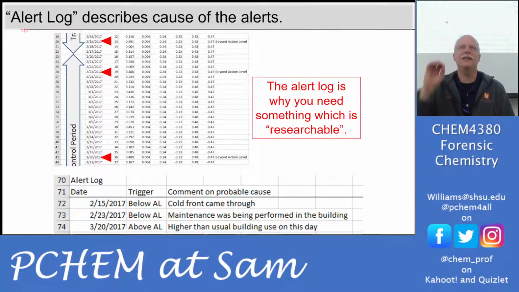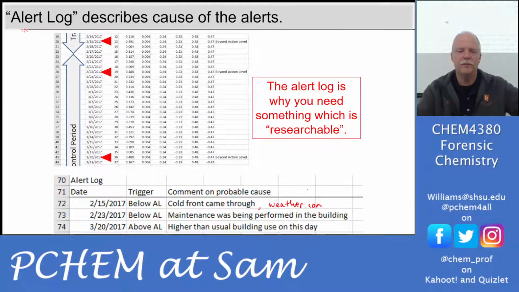Even if it's the same source, maybe you could put an asterisk. Like if you're doing weather, you can say all of my weather sources came from this website. But if you find a particular article or something, go ahead and put the URL in your alert log down here. So it says comment on probable cause. Cold front came through, and you could say weather.com or wherever you got your data. Maybe a link to the data.